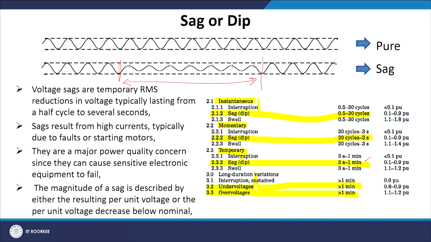Sags result from high current, typically due to fault or starting of a motor. They are a major power quality concern since they can cause sensitive electronic equipment to fail. The magnitude of a sag is described by either the resulting per unit voltage or the per unit voltage decrease below its normal value.